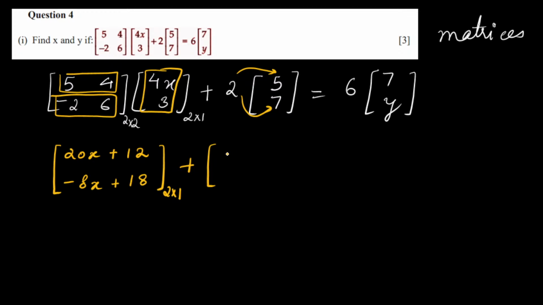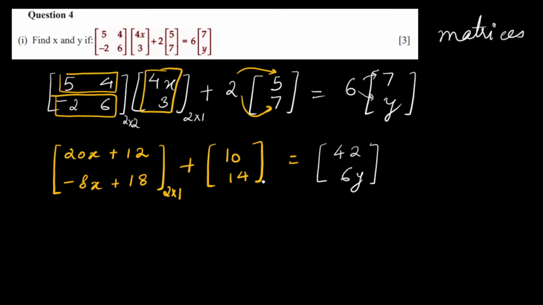So 2 into 5 is 10, 2 into 7 is 14, is equal to 6, 7y. Here also we can do scalar multiplication. On this side also we can do scalar multiplication. 6 we can multiply with both. 6 into 7 is 42, 6 into y is 6y. In matrices the question might go wrong because sometimes students feel it's very easy, so they skip the steps. Write each and every step.